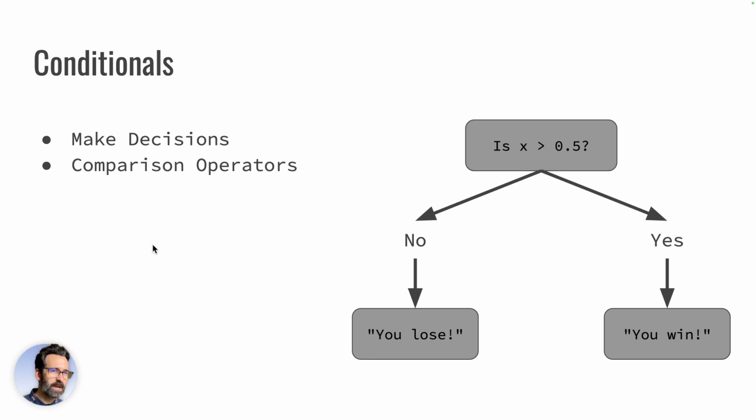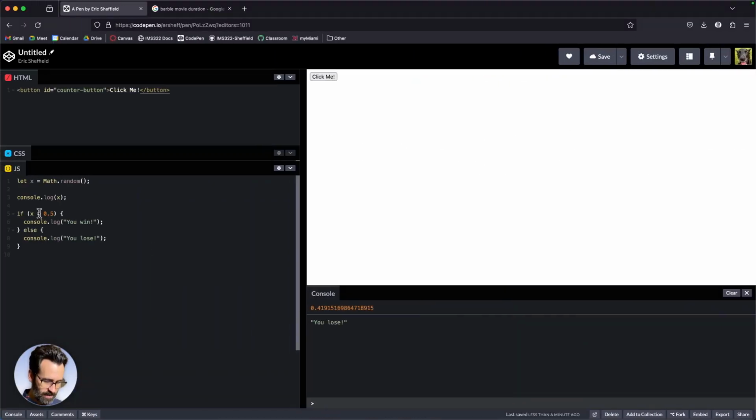Okay, so we can change. There are other comparison operators besides greater than. We've got less than. So now that logic is reversed. It's going to say you win if it's less than 0.5. There we go, 0.14, you win.